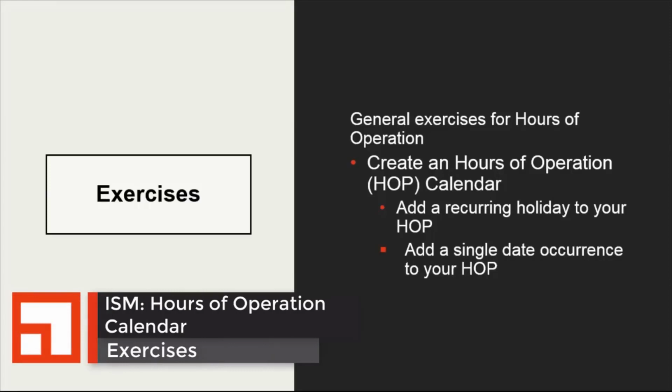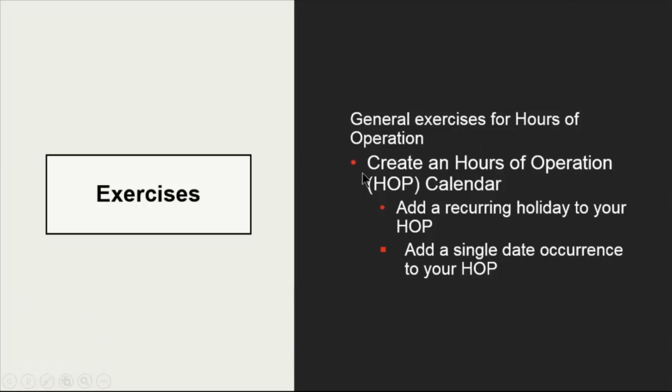Here's some exercises that you can try out so that you can practice with hours of operation. Create an hours of operation calendar, also known as a hop. Add a recurring holiday to your hop, and then add a single date occurrence to your hop.